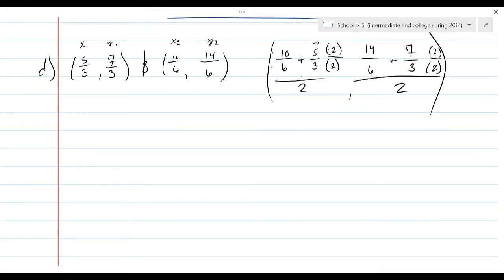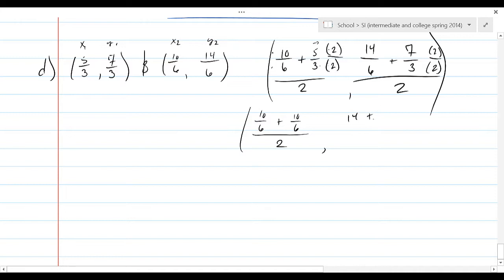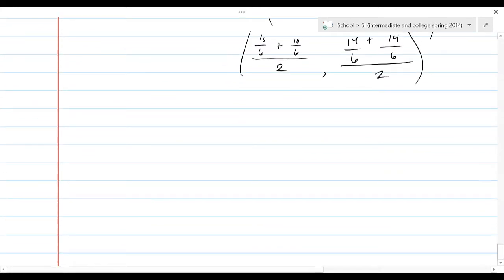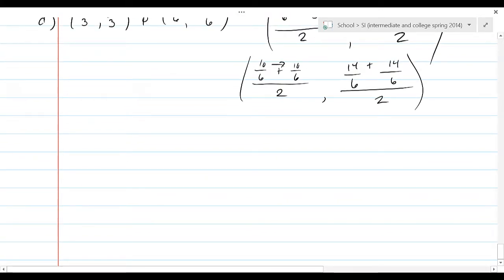So now what I've got is 10 over 6. What is 5 times 2? Well, that's 10. So we've got plus 10 over 6 divided by 2. And then we've got 14 over 6 plus 7 times 2 is 14 over 3 times 2 is 6, all over 2. Alright. Now that I've got common denominators, I can just add straight across and keep the denominator. So 10 plus 10 is 20 over 6 over 2, comma, 28 over 6 over 2.